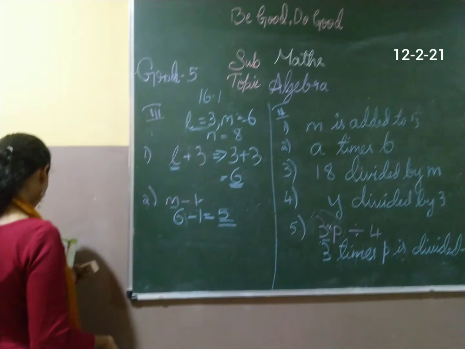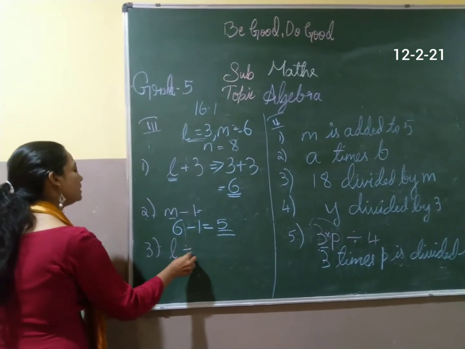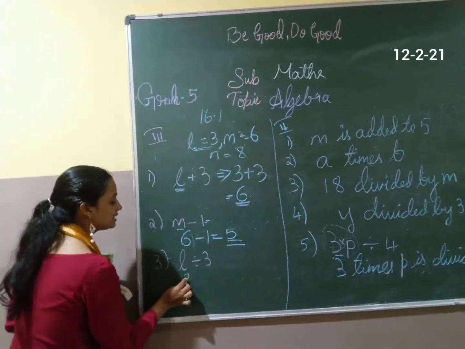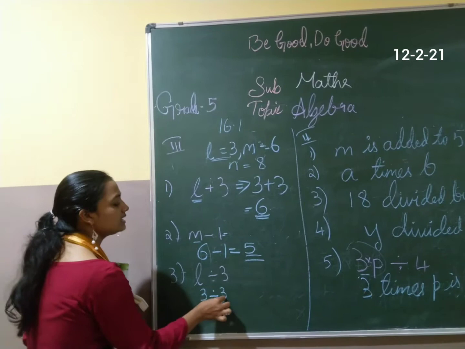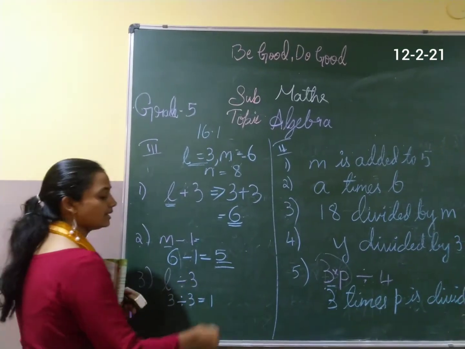Now let's go for the third one, where L divided by 3. So L is 3. 3 divided by 3. When you divide two same numbers, what is the answer you get? It is 1.